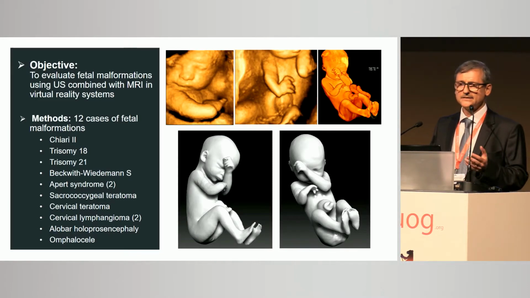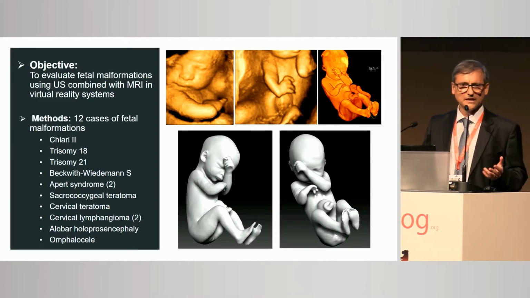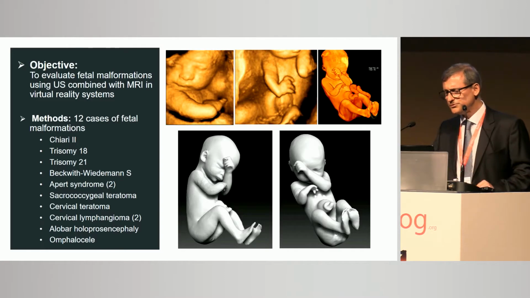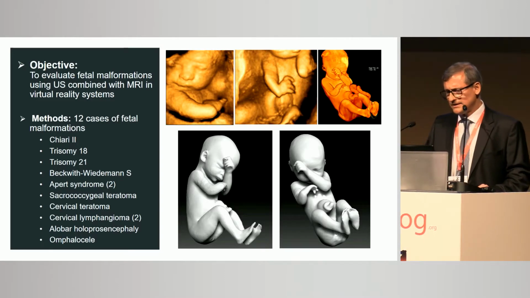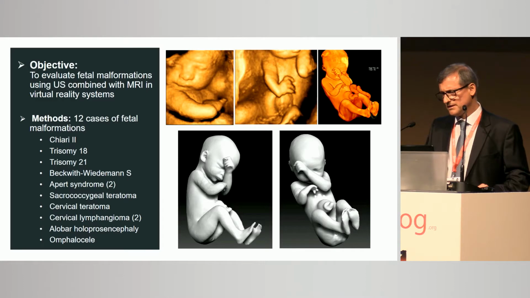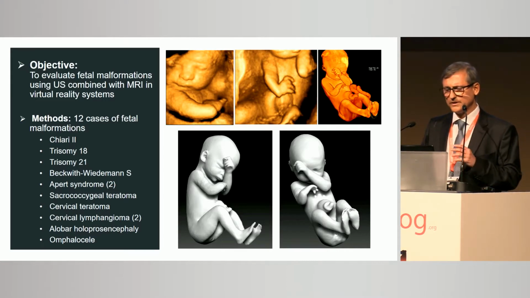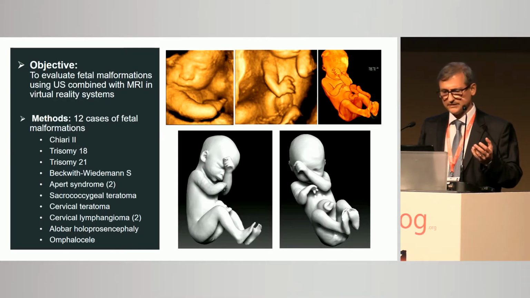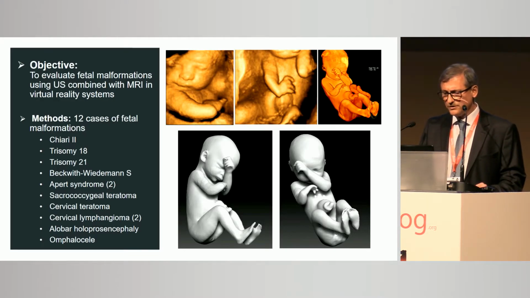So I select some case, 12 cases, some of them with chromosome malformations, other with other malformations. But I would like to show you this case. It's 3D from ultrasound and the 3D from MRI. So what do you do here? This fetus has an omphalocele. And we mixture the informations, and you have here the clean image that you can use. How do you use this image?